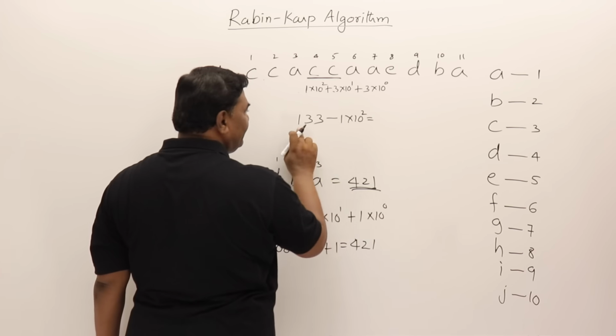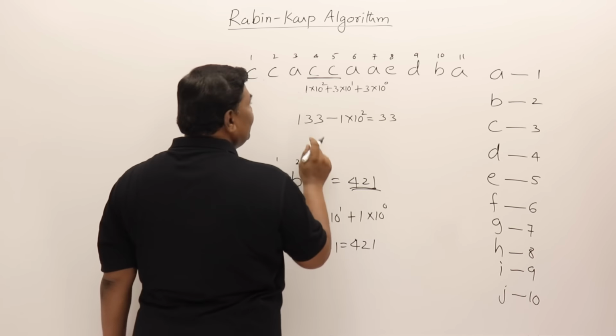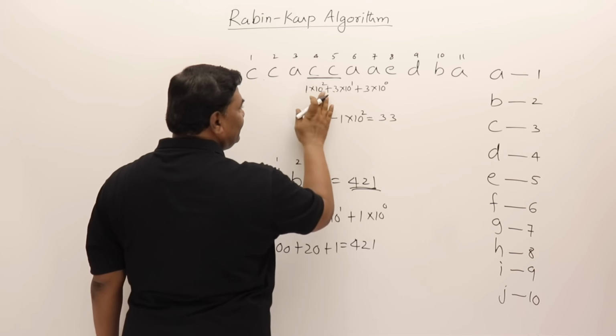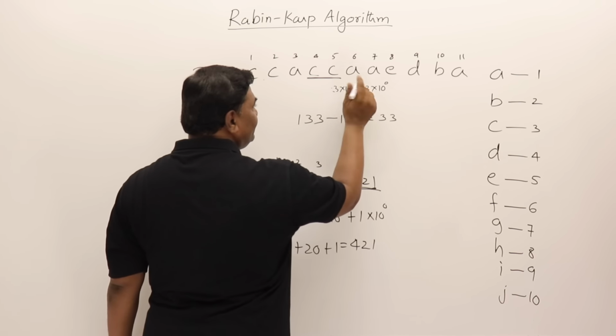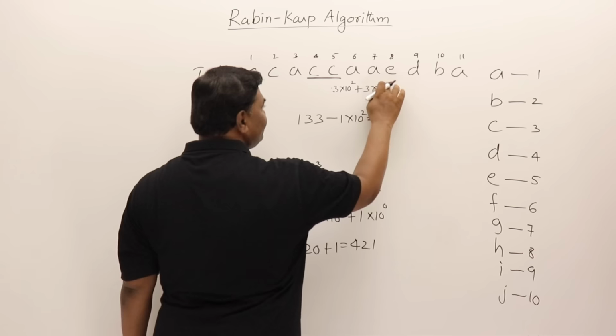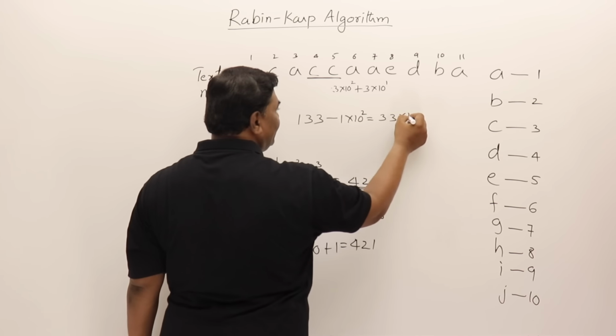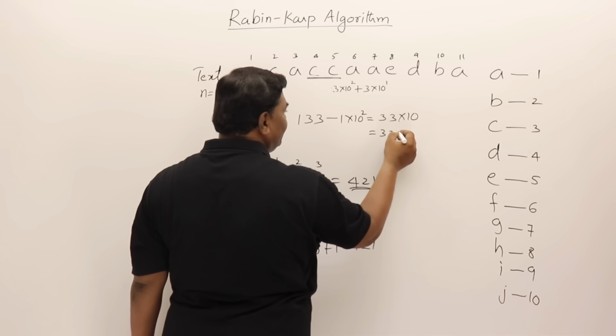So this is 100. 100 is subtracted. So this is 33. So I got this remaining part, right? Now I should raise it to square and raise it to 10 power 1. So multiplied by 10, we get 330.